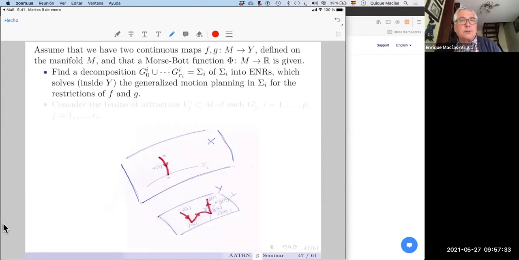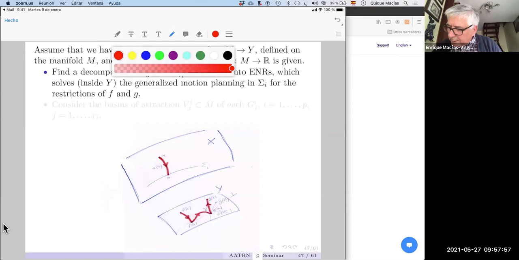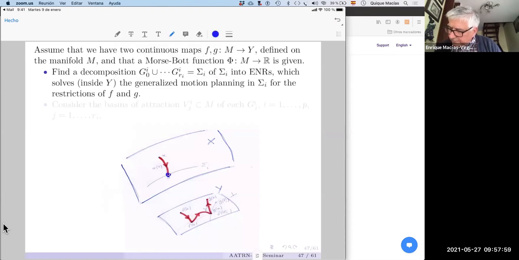So assume that you have two continuous maps F and G defined on the manifold M, and that you have a Morse-Bott function phi on M. Then first you solve the problem in the critical levels. That means you find a decomposition of the critical submanifold into E and R_s, which solve the generalized motion problem. That means if you have a point in the critical submanifold in a certain piece, you are able to find a path between F(alpha) and G(alpha). Here you have the maps F and G.